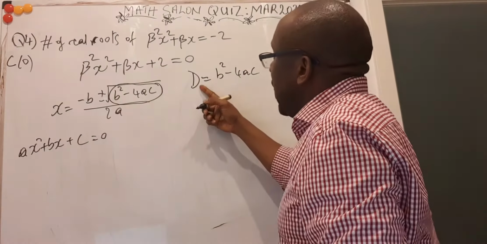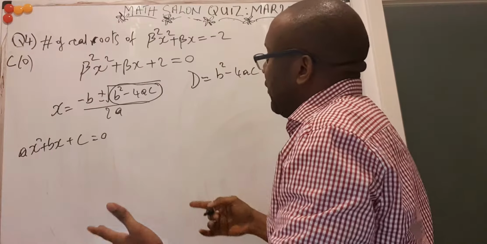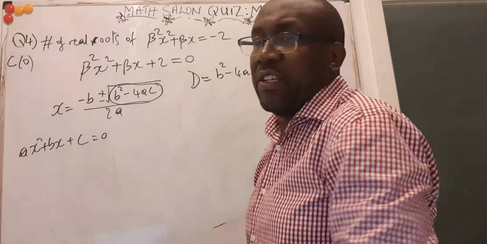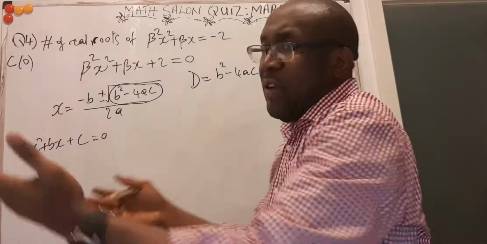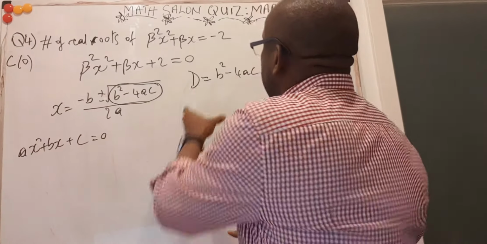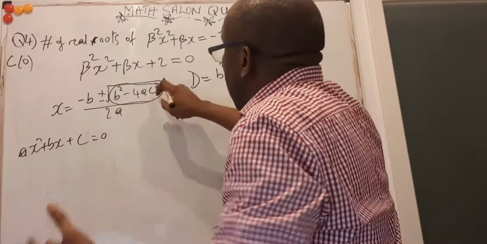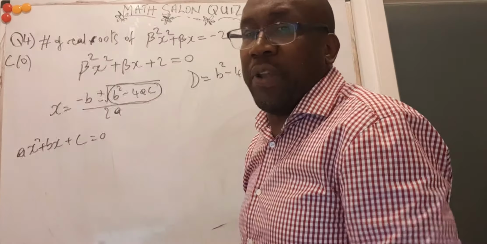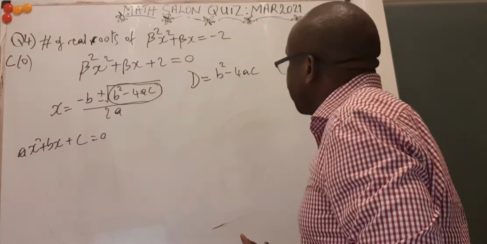For example, if the discriminant is strictly positive, it means I have two values of x that are distinct. If it is equal to 0, it means I have two values of x but they are identical. If it is less than 0, it means that the root is not possible within the real environment.